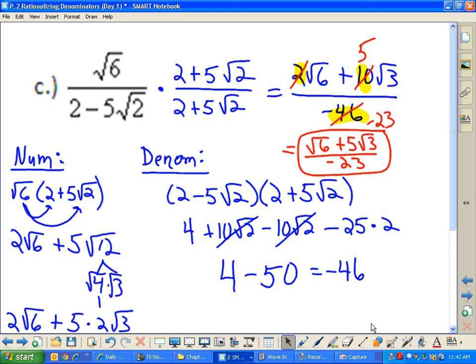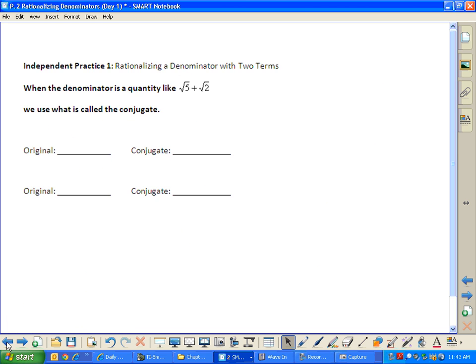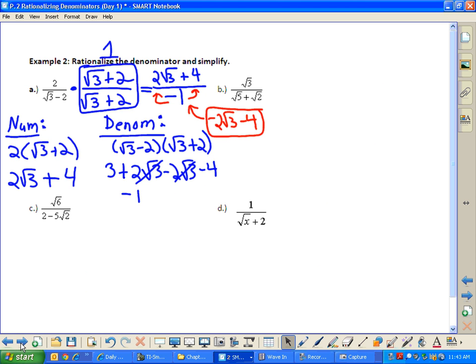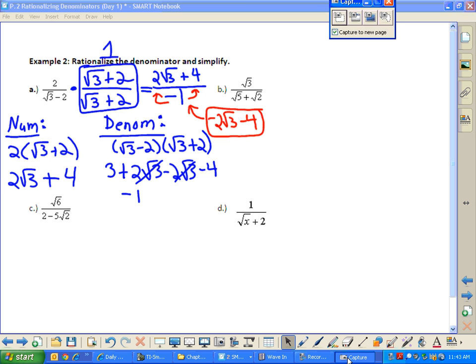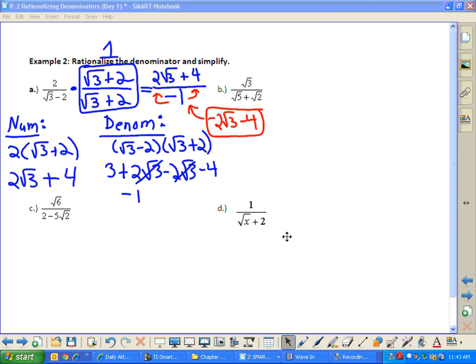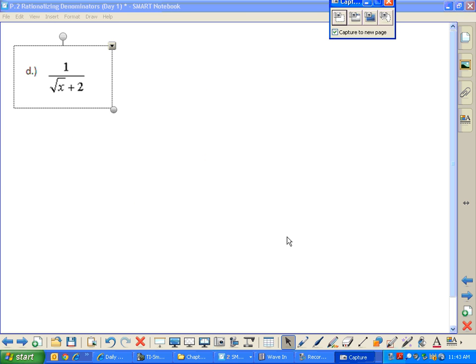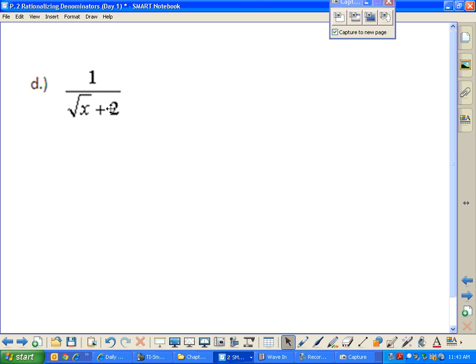Okay, one more. This time I put a letter in it. So I have 1 divided by the square root of x plus 2 there. So again, you got to rationalize the denominator. You can't have a square root in the bottom of your fraction like that. So we would start by multiplying the top and bottom by the conjugate.